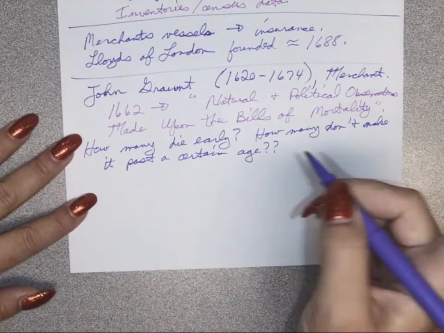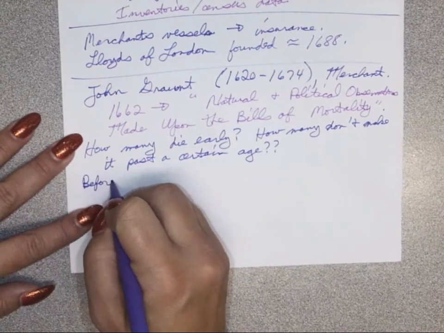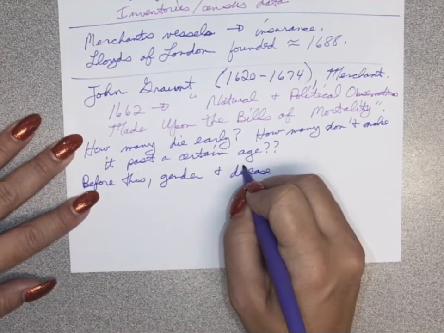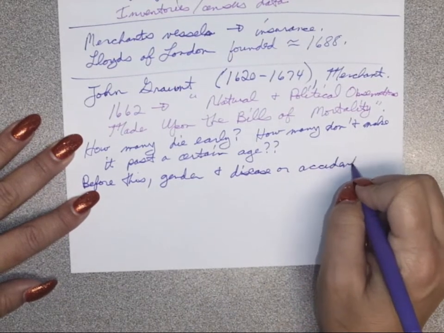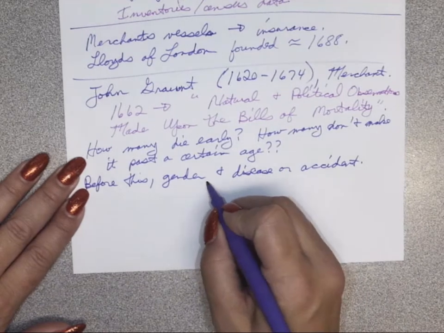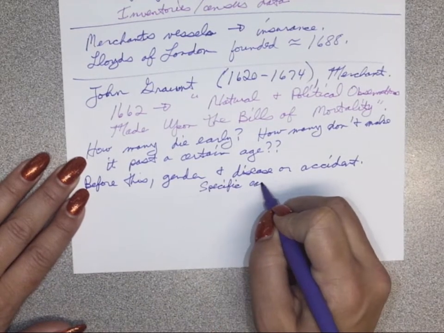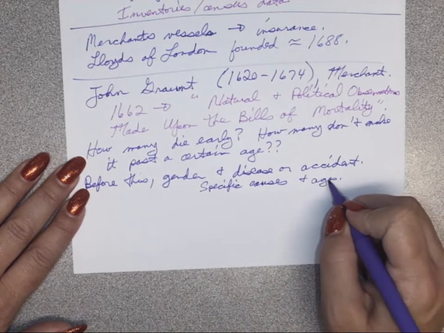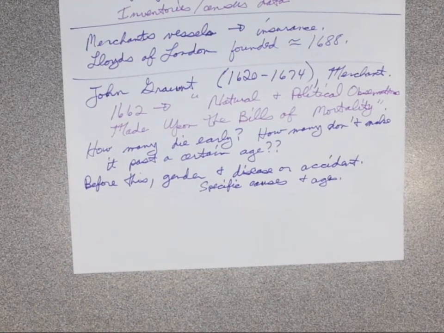So, before this, they had gender, and they had, was it a disease that killed them or an accident? Which I find interesting too, because it means that they're not really thinking that people are dying of old age, right? You're probably dying in some kind of, I don't know, maybe a farming accident or something like that before this. So he wanted to know some stuff. He wanted to know specific causes, and he wanted to know ages, because he's actually looking at the mortality rate and when people die.